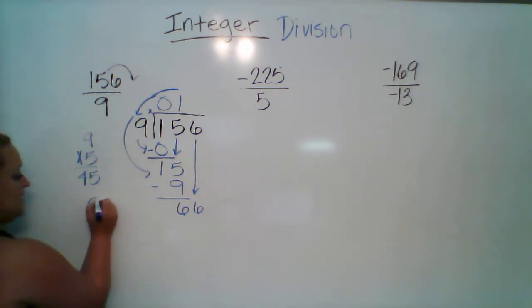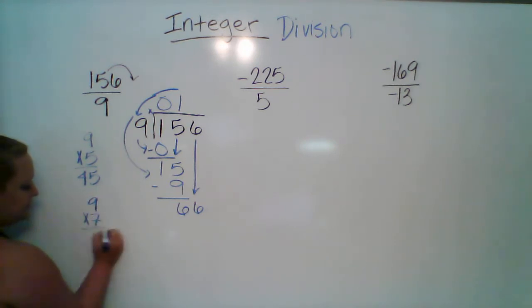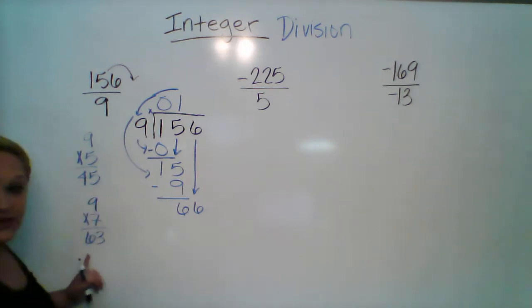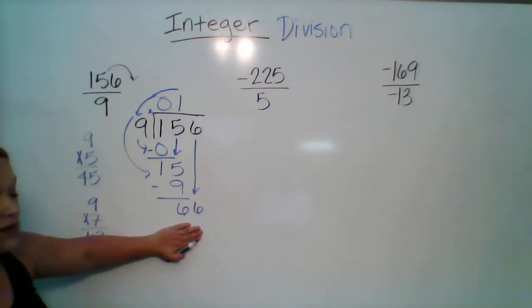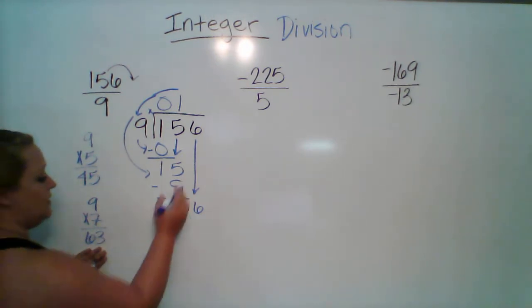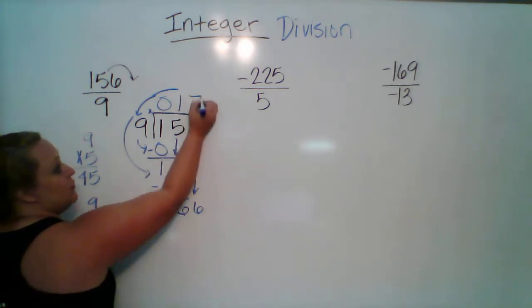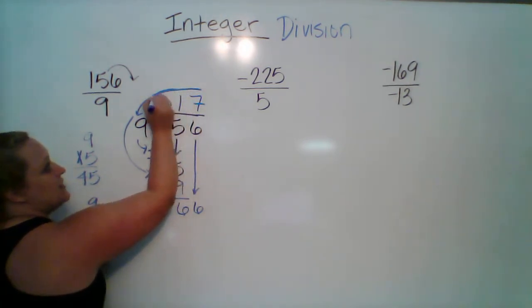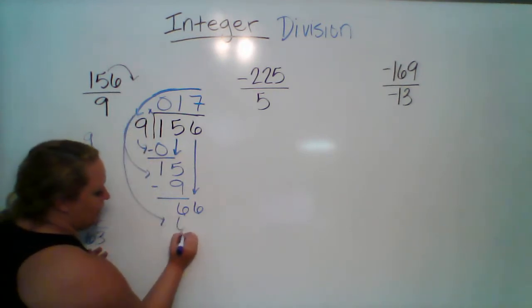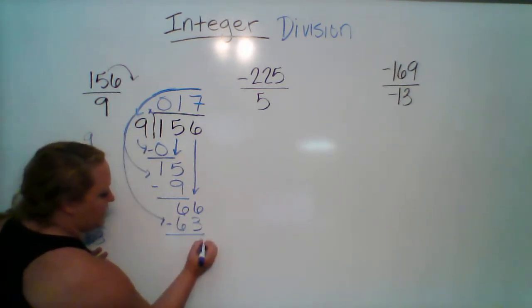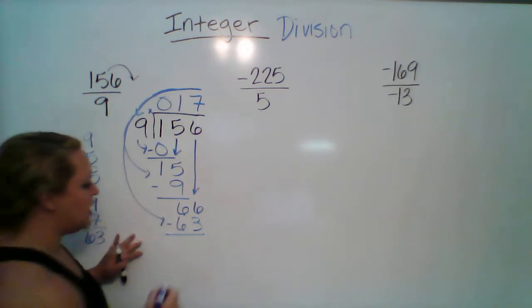So I'm going to go off to the side again. Let's say 9 times 7. 9 times 7 is 63. Well, 63 is very close to 66. So I can say that it's going to be a 7. The 7 goes at the top. 7 times 9 is 63. Okay? Again, I'm going to subtract.